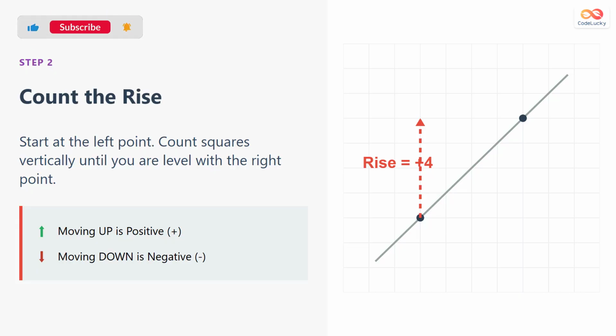Once you have your 2 points, start at the point on the left. We need to travel to the point on the right. First, count the vertical steps. This is your rise. If you have to go up, the rise is positive. If you have to go down, the rise is negative. In this example, we go up 4 squares, so the rise is positive 4.